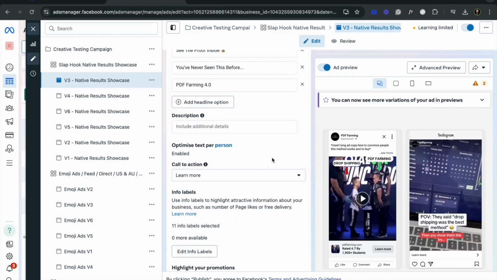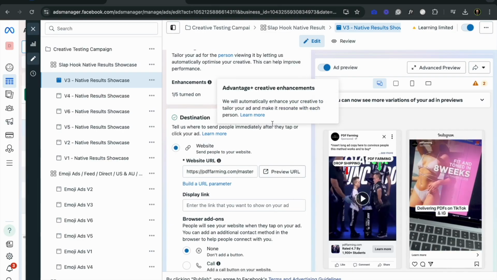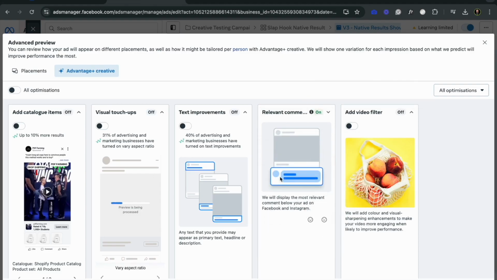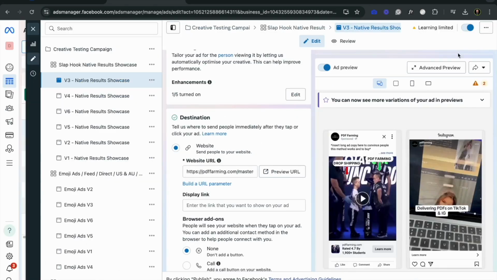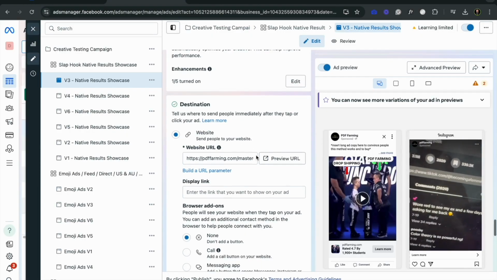Make sure you've got all enhancements off. So you see down here, edit, make sure you've got all enhancements off apart from relevant comments. That's absolutely fine. All the rest, turn off. I never found any increase. In fact, I found the opposite. It performed worse when they were on.